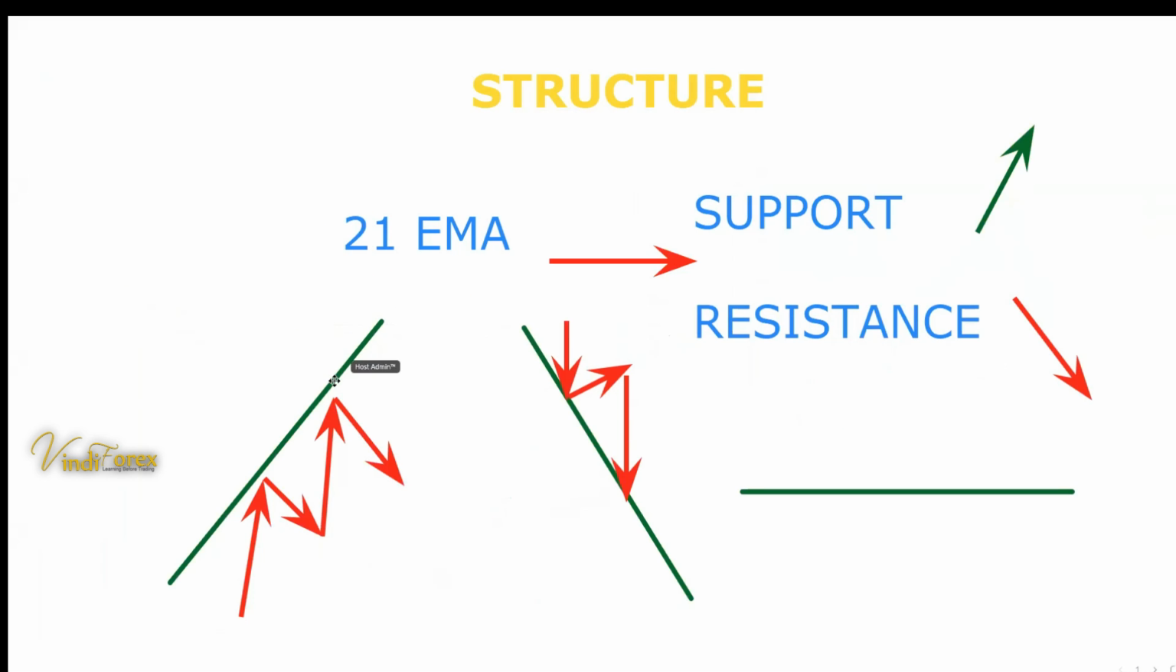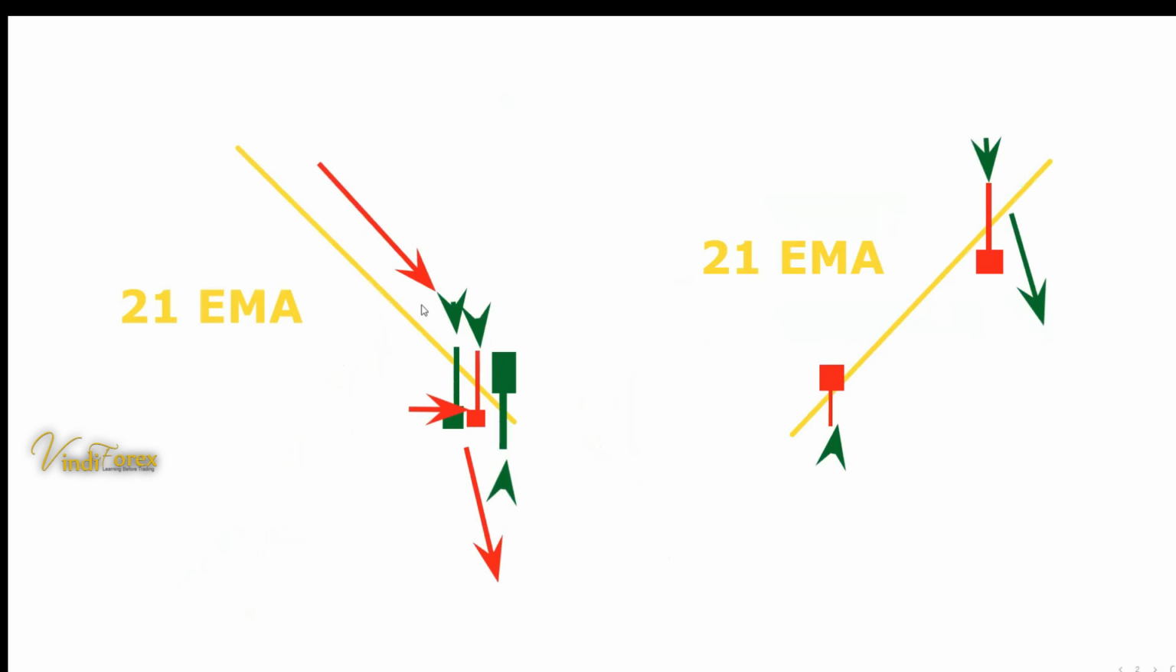You need to look at structure, 21 EMA, or your normal support and resistance. In this case, we're focusing more on the 21 EMA as support or resistance. And we look at the rejections. And I've indicated that if you reject like that, you're looking for a sell. Even like that, you're looking for a sell right there.